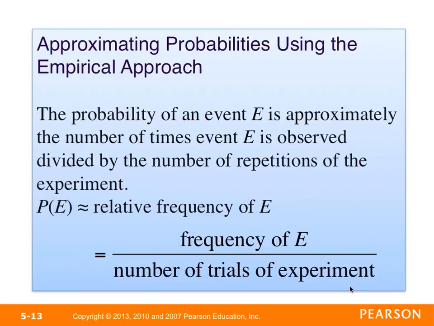Okay, we have two different approaches. This first one is approximating probabilities using the empirical approach. So the probability of an event E is approximately the number of times event E is observed divided by the number of repetitions of the experiment. So the probability of E is the relative frequency of E, meaning that we take the number of times that E occurs and divide it by the number of trials that are in the experiment.